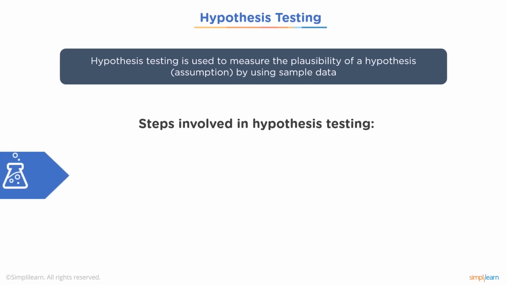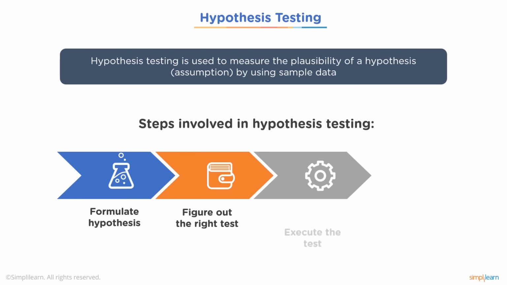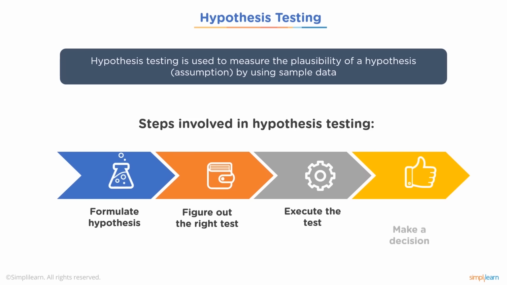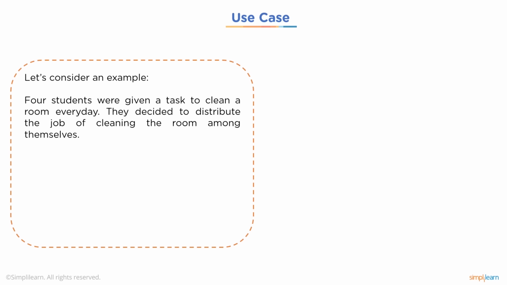When we talk about hypothesis testing, the steps involved are: first we formulate a hypothesis, we figure out the right test to test our hypothesis, we execute the test, and we make a decision. When you're talking about a hypothesis, you're usually trying to disprove it. If you can't disprove it, and it works for all the facts, then you might call that a theorem at some point. So in a use case, let's consider an example.